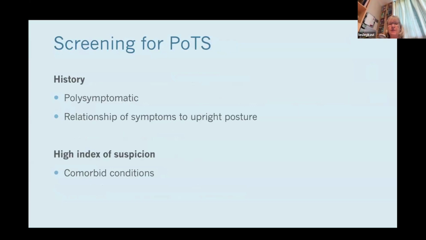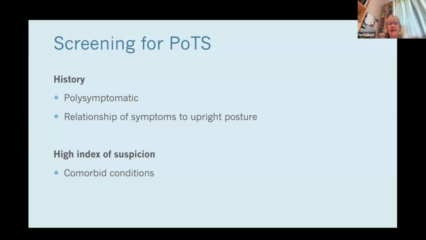When should you screen or think about POTS? Well, if you're presented with a patient with a sort of multitude of non-specific symptoms, I often see they've got really long medical notes and no clear diagnoses, and that would make me start to think of autonomic dysfunction and POTS. And particularly when patients describe symptoms that are related to them being upright. Although sometimes that's difficult, because some symptoms, such as the brain fog and fatigue, can occur after they lie down, and so sometimes it's difficult to make the relationship.